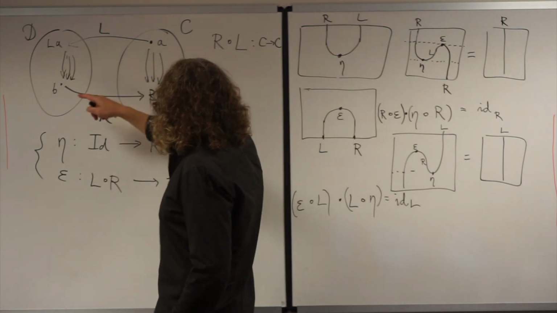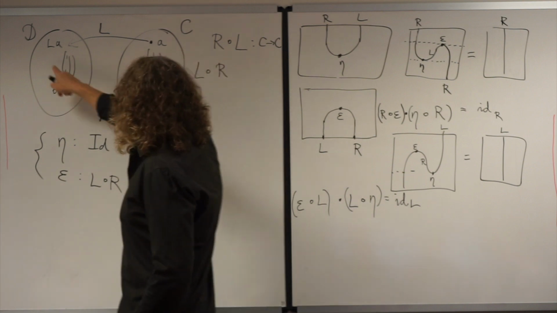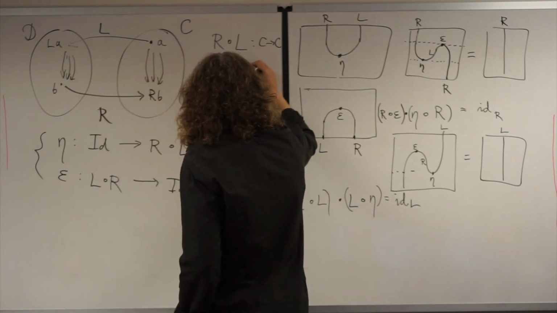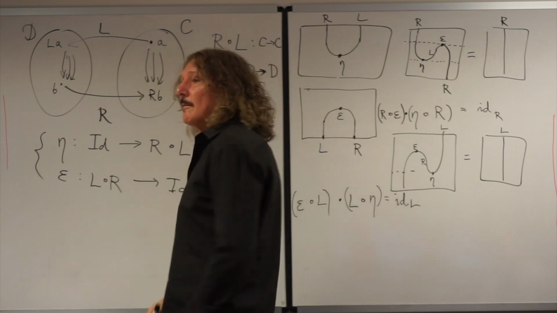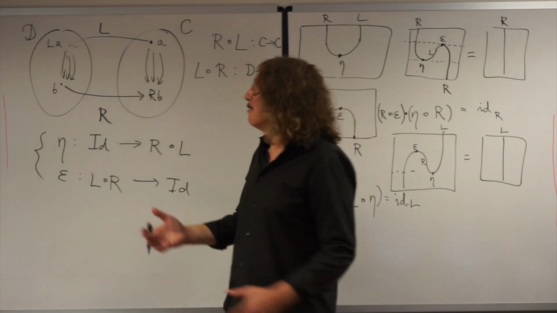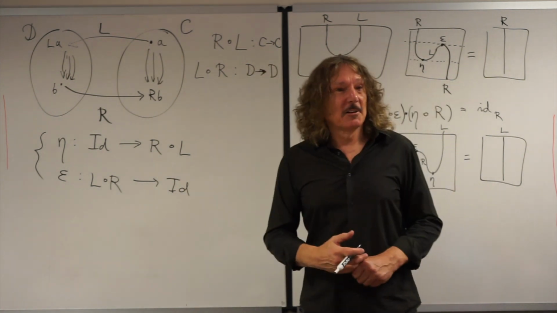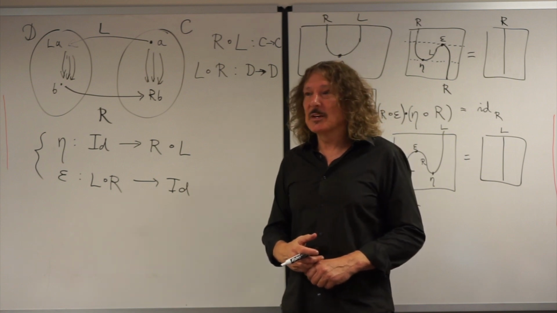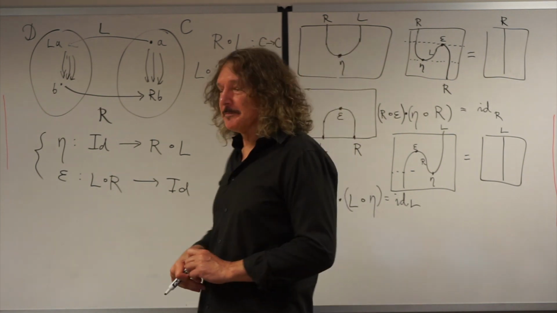And there's another endofunctor, which is called L after R. It will be an endofunctor on D. It goes from D to D. So we have these two endofunctors for free, right? And now, one of these endofunctors happens to be a monad. How do we know that it's a monad?